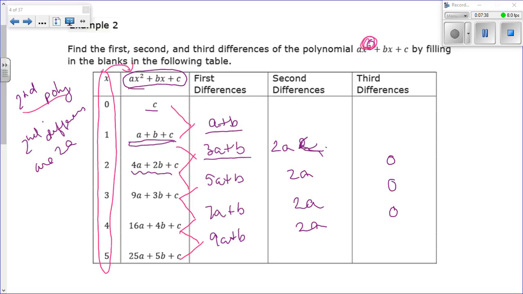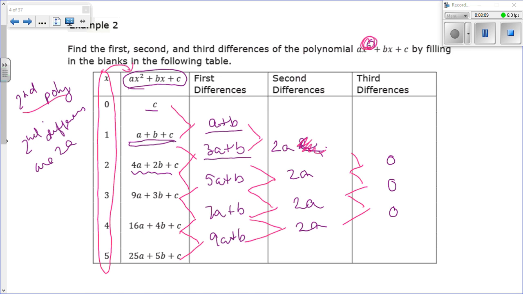To find my second differences, I subtract 3a plus b minus a plus b, and I get 2a. And 5a plus b minus 3a plus b, I get another 2a. And when I subtract there, I get another 2a, and another 2a. And finally, to find the third differences, 2a minus 2a is 0, 2a minus 2a is 0, 2a minus 2a is 0. So I filled in my chart.